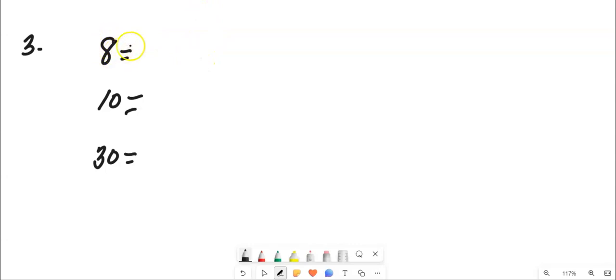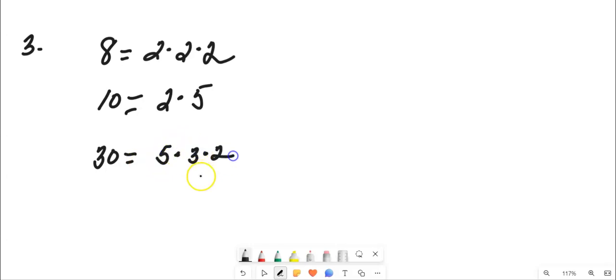Now, 8 can be expressed as 4 times 2, or I'm just going to write it as 2 times 2 times 2, all prime numbers, which equals 8. 10, we'll express it as 2 times 5, that's prime numbers. And then 30 will be 5 times 6, and I'm going to write 6 as 3 times 2, because that is equivalent to 6. So now I'm going to go ahead and look and say, okay, well, I know I have a 2, a 5, and there's a 3.